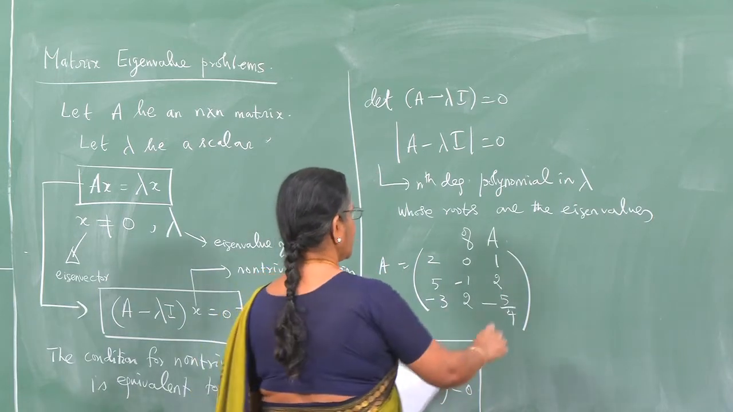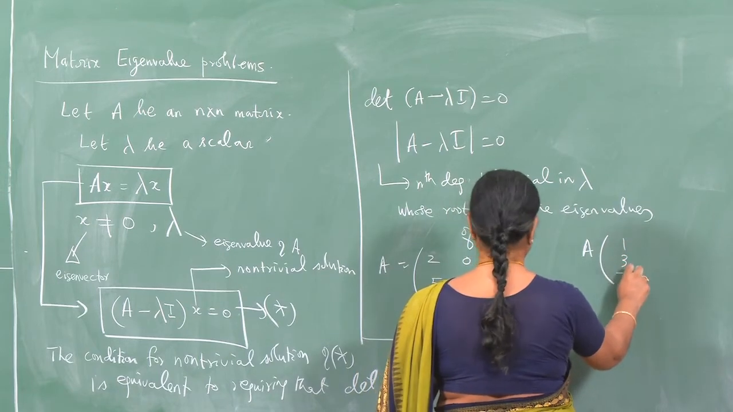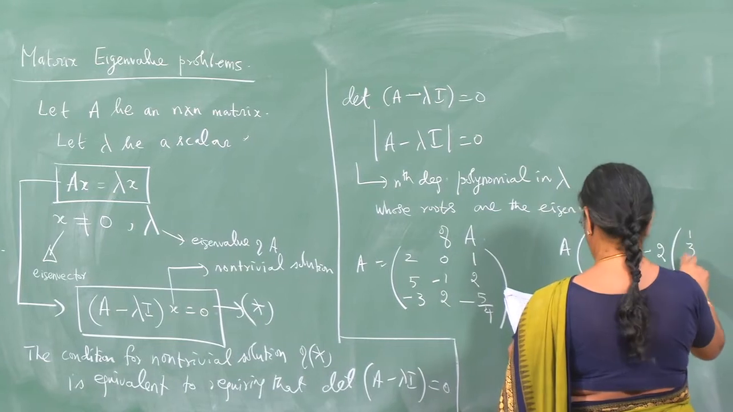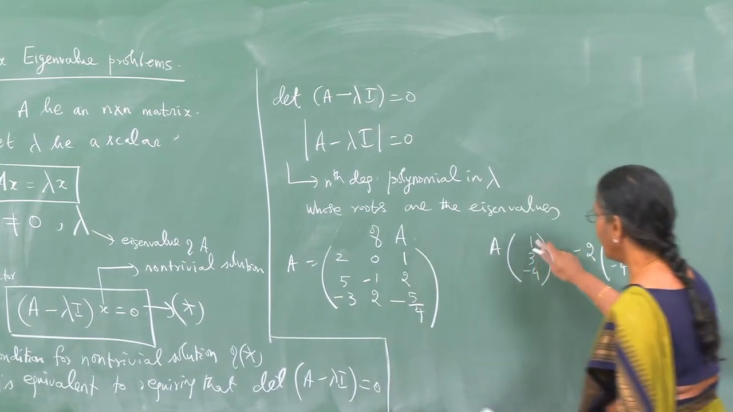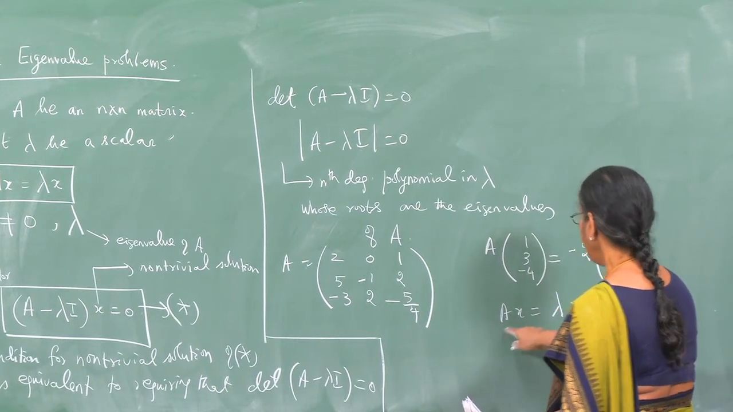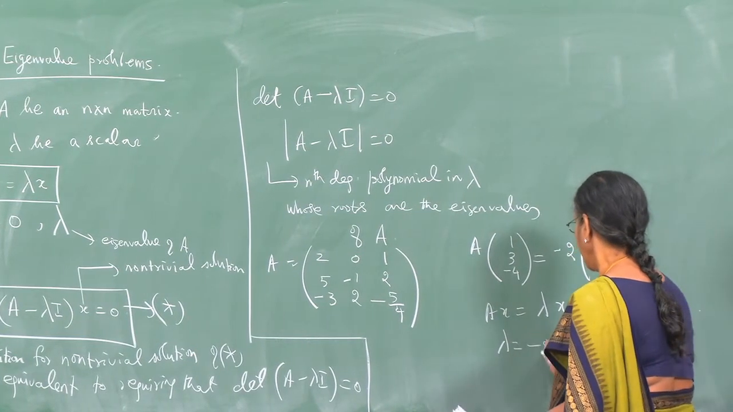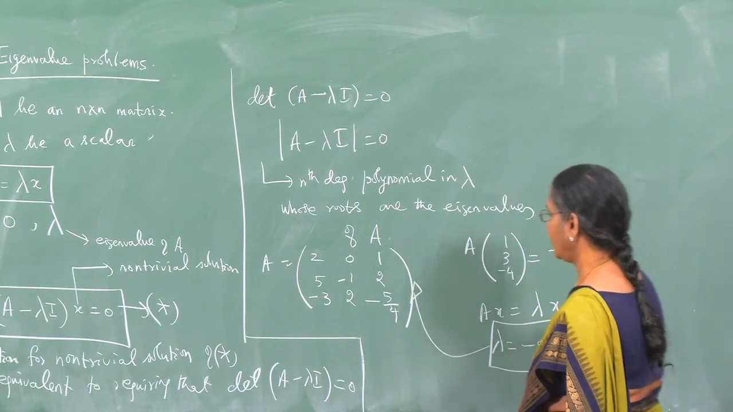I observe that A into x, which is (1, 3, -4), is -2 times (1, 3, -4). So this vector x, which has components 1, 3, -4, satisfies the equation Ax equal to lambda x. So lambda equal to -2 is an eigenvalue of this matrix A.